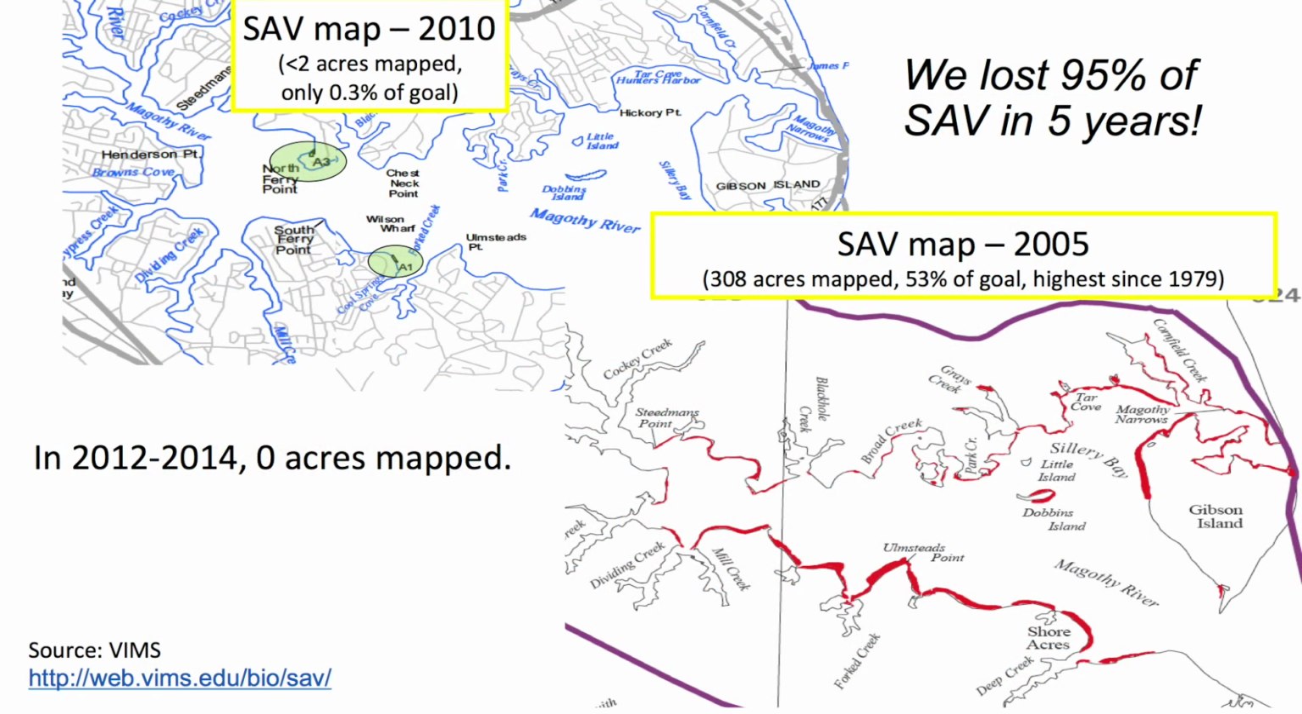All right, so let's see. Just to remind you of where we used to have a lot of SAV, this was in 2005, and all the red along the shoreline here, this is where the aerial surveys had shown the presence of SAV in the fall each year. 2005, we had 308 acres. Now here we are over here in 2010, 5 years later, only 2 small sites here with less than 2 acres. And then from 2012 to 2014, according to VIMS, we have no SAV. But we know, according to more detailed surveys done with kayaks and small boats, that we do have some SAV. So it's a little bit of a mixed story there on the SAV.